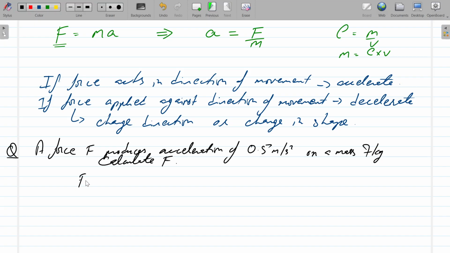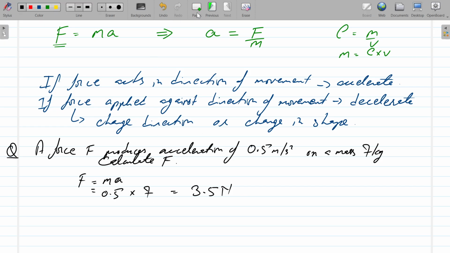And so we know F equals m times a, which equals 0.5 multiplied by 7, which will give you 3.5 newtons. So that is very simple and straightforward.